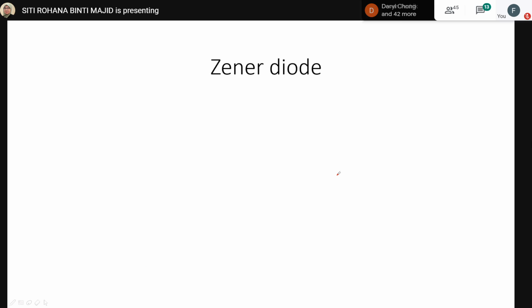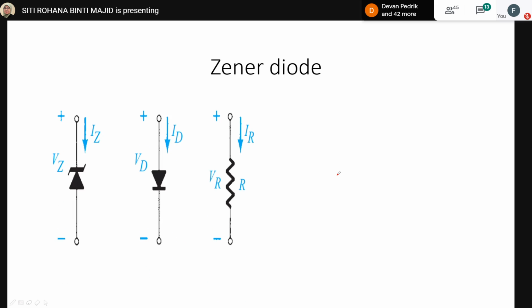Next we move to the next slide, in which I show you the schematic diagram of a Zener diode. If you compare these two symbols, you can see the difference. The schematic symbol of a Zener diode is very similar to a normal diode, but the difference is that the Zener diode has bent edges on the bar.